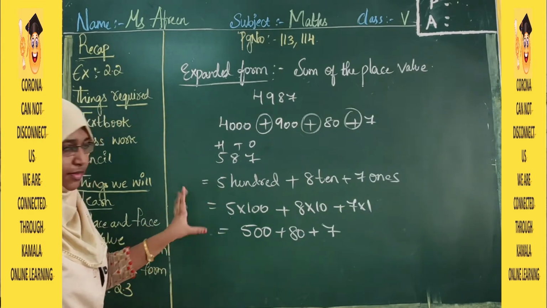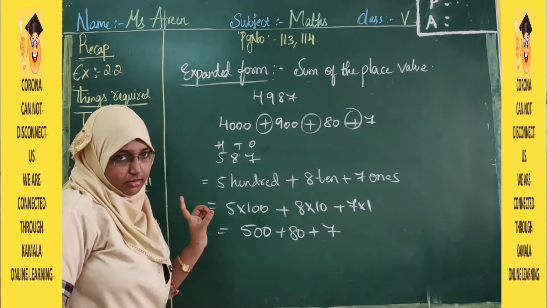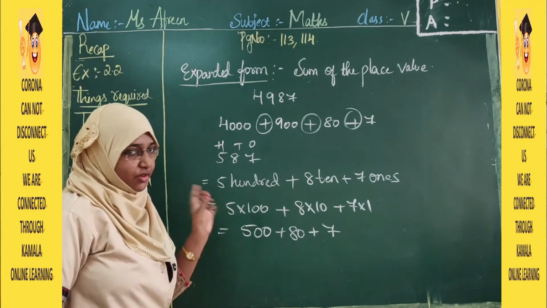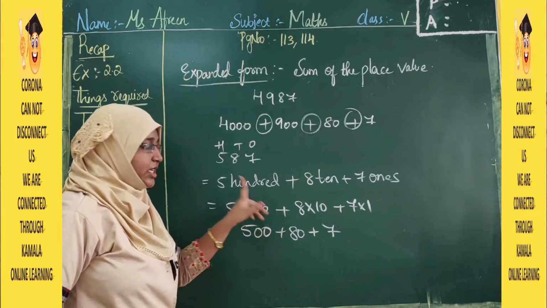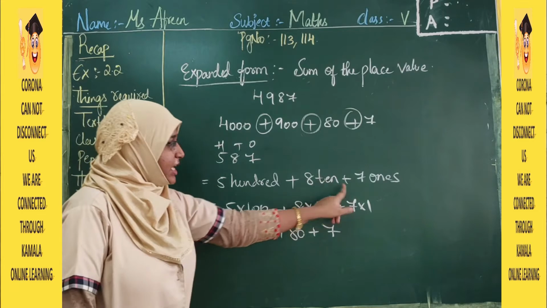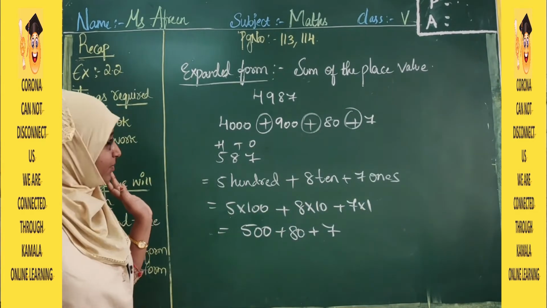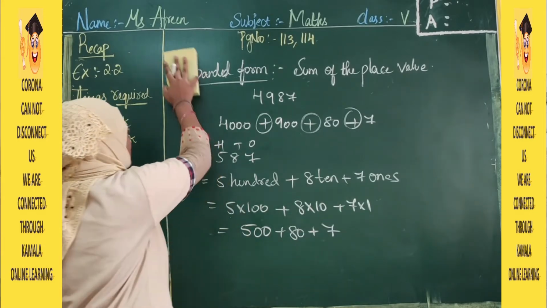Okay? These two are similar. Either you can multiply or leave it, or after multiplying, you can write the value. This way of writing is called expanded form in words, where we are writing in words: 500 plus 8 tens plus 7 ones. This is our expanded form. Now let's move on to the standard form.